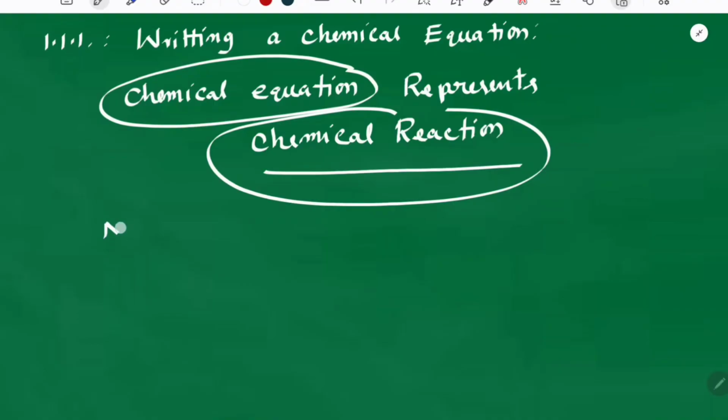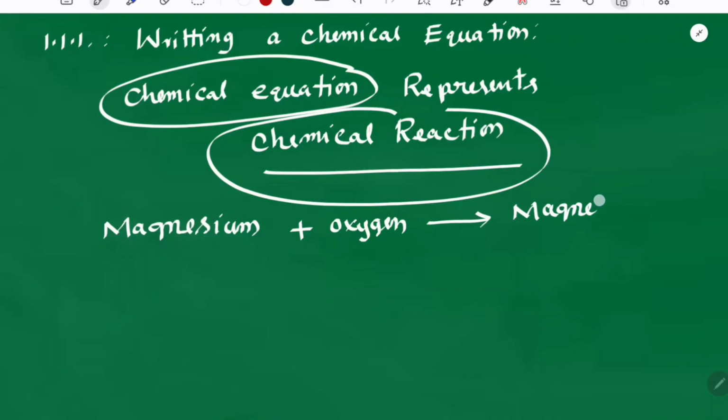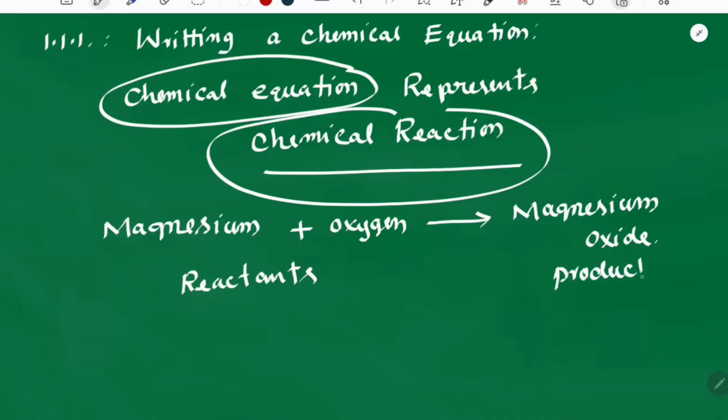Magnesium ribbon burns in the presence of oxygen to form magnesium oxide. That is what I am taking here. Magnesium is reacting with oxygen to form magnesium oxide. Already we know these are the reactants and these are the products.